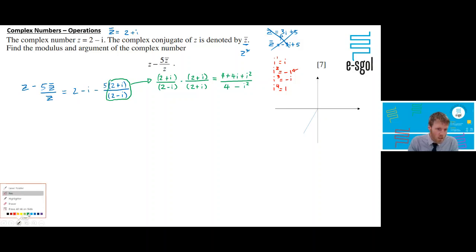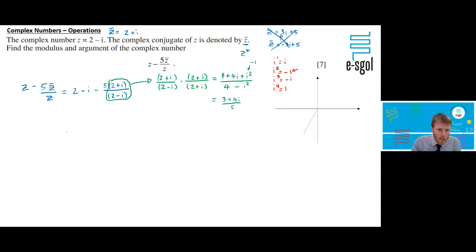Let's continue, because I haven't quite finished tidying this bit up here. Because that i squared is equal to negative 1, we're actually getting on the top here 3 plus 4i over, and then this bit on the bottom here is negative 1, so we're getting over 5.